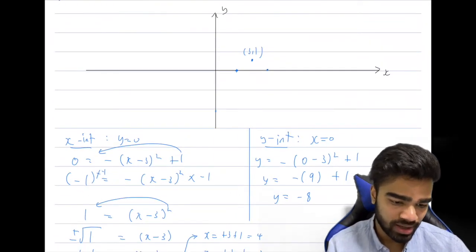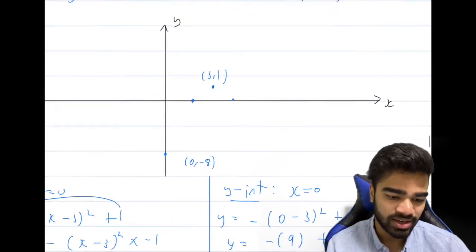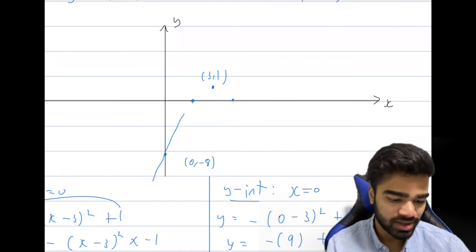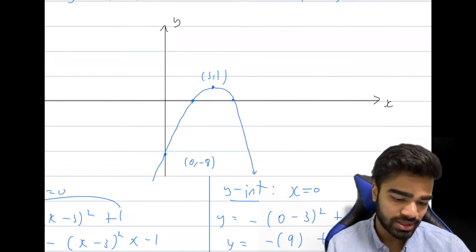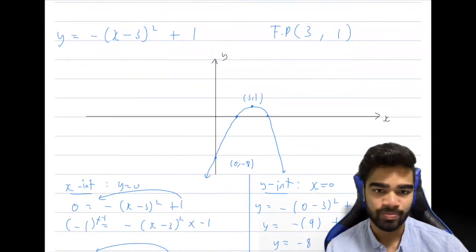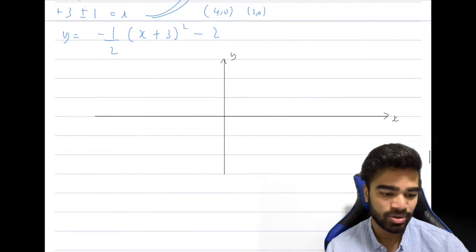So it's going to be roughly around here, 0, negative 8. So you can kind of see the shape of the parabola now, hopefully. You can see it goes through all the coordinates, turning point there, and comes down like so. Boom, boom. Okay, so that's the first one done. I took my time with that one. I'm going to go through the next couple a bit faster.